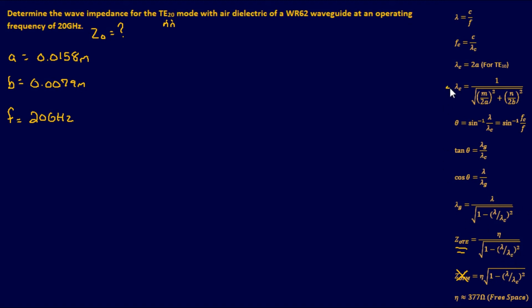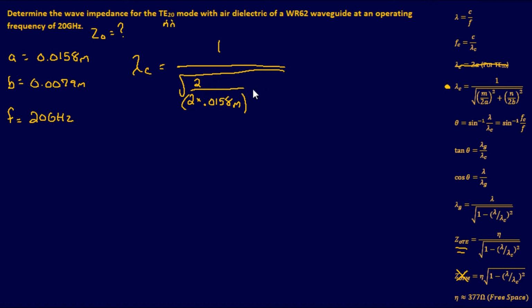So it's going to be this equation right here, due to the fact our mode is not the dominant mode, so we can't use this guy. Well, this one's actually going to be quick and easy. You'll see. So we're going to do the wavelength cutoff equals 1 over the square root of M, which is 2, over 2 times A. So it's 2 times, and alpha is, I'll say times, 0.0158 meters.